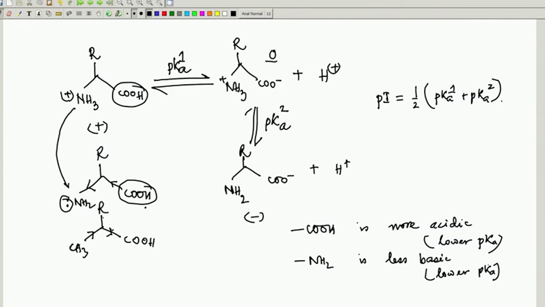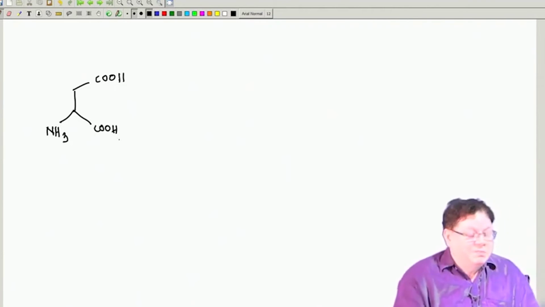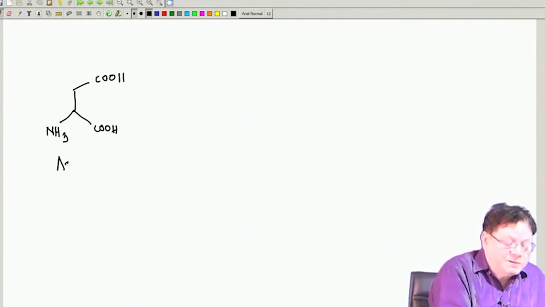I will show you the chart of these different carboxylic acids and the amines, and what their pKa's are. We will go to that, but before that we will talk a little bit about this R group and the isoelectric point. Okay. Now, suppose there is a carboxy group here in the side chain. So, how do we know the isoelectric point of this molecule? This is nothing but what is called aspartic acid.